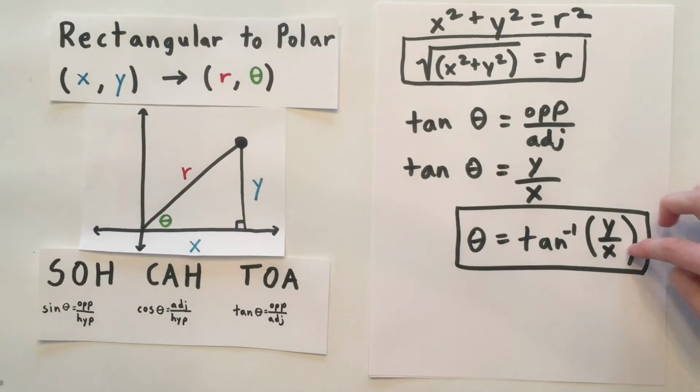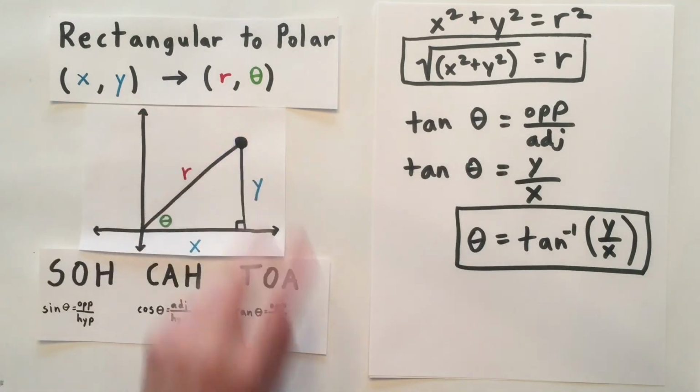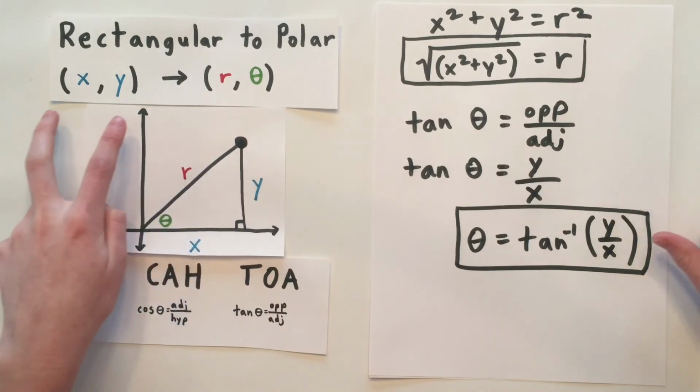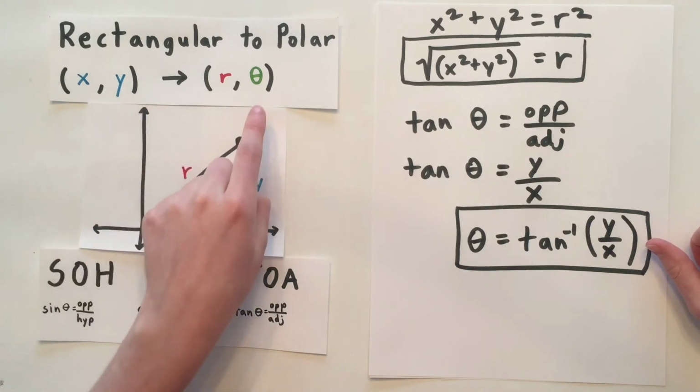So these are the two equations you'll need when converting from a rectangular point to a polar point. Simply plug in x and y to this equation to get your r, and plug in x and y into this equation to get theta.